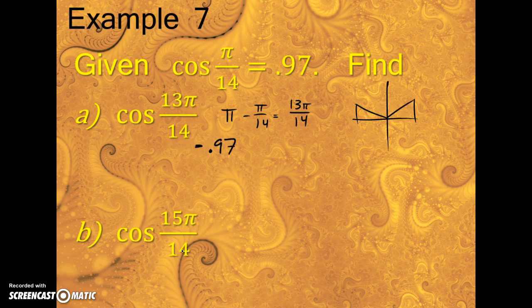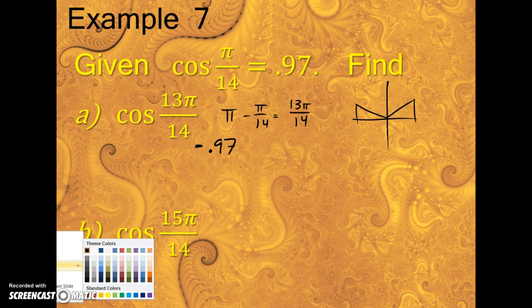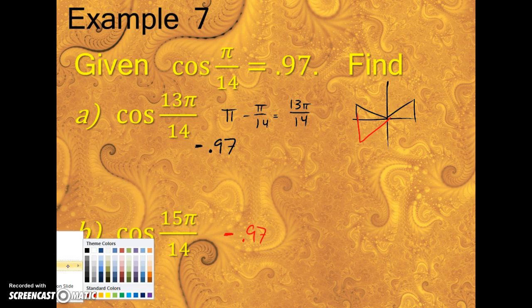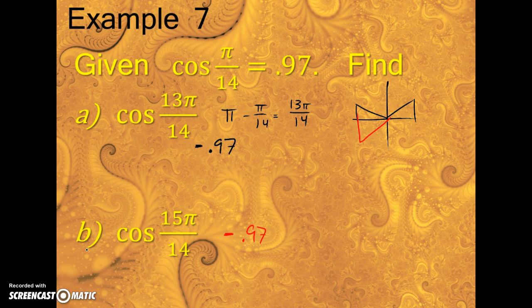15 pi over 4 is pi plus pi over 14. So instead of that triangle, I'm going to get the triangle down in quadrant 3. Down in quadrant 3, cosine is still negative, so that's still negative 0.97. So you can see that whole logic of reference triangles really becomes huge when you're trying to figure out the signs of which quadrant you're in.